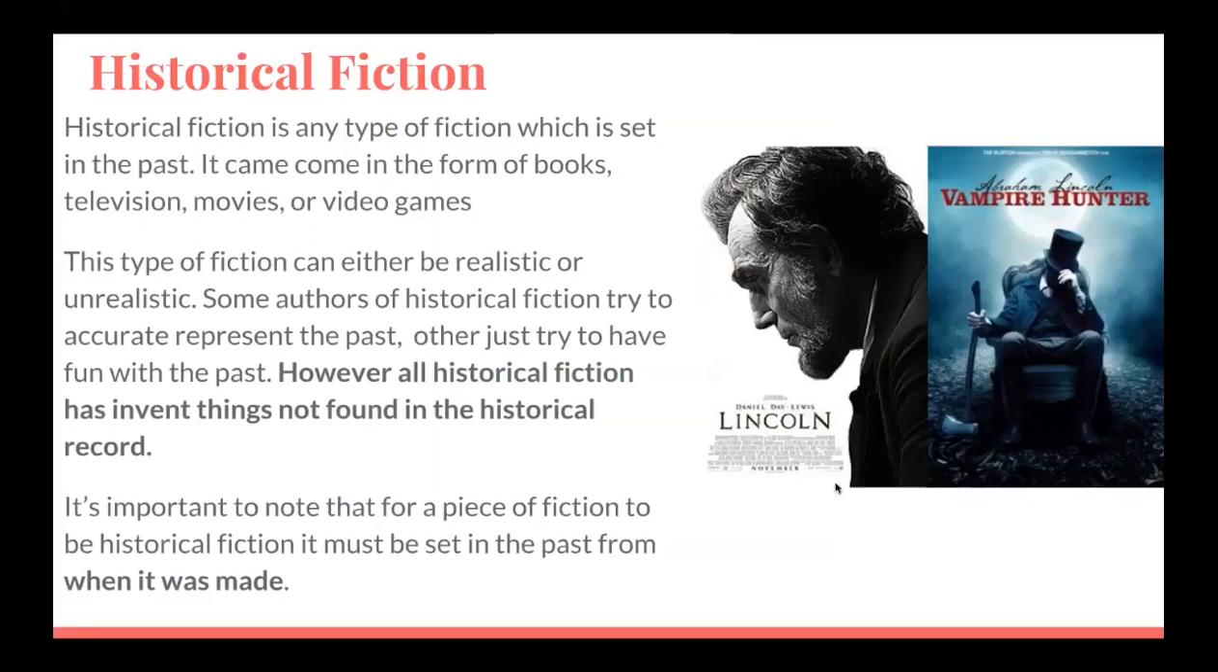Here we have two examples of historical fiction. The Abraham Lincoln movie with Daniel Day-Lewis and Abraham Lincoln: Vampire Hunter. So both of these are historical fiction, technically speaking. But as you can see, there's quite a lot of difference between the two. This one right here, the Daniel Day-Lewis movie, tries to represent things as accurately as possible.